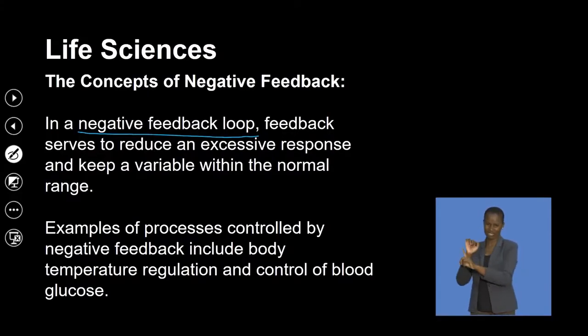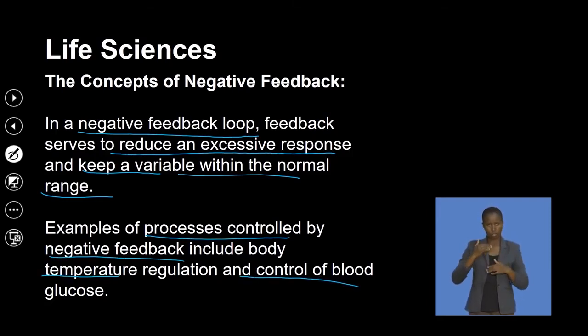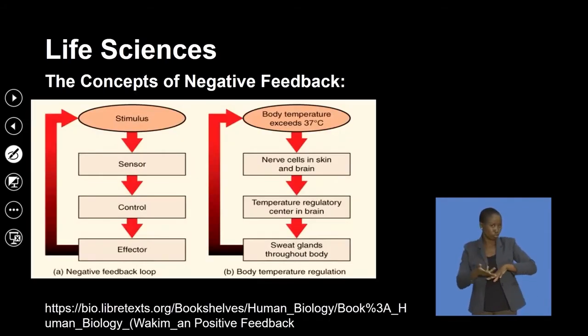A negative feedback loop serves to reduce an excessive response and keep a variable within the normal range. Examples of processes controlled by a negative feedback include the body temperature, the control of blood sugar levels, and even your blood pressure. So that's a negative feedback loop.